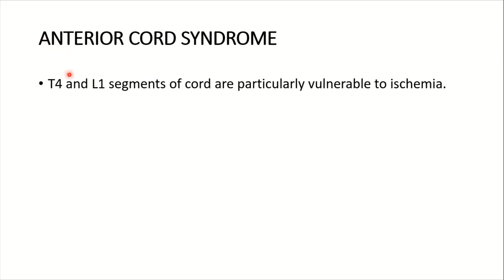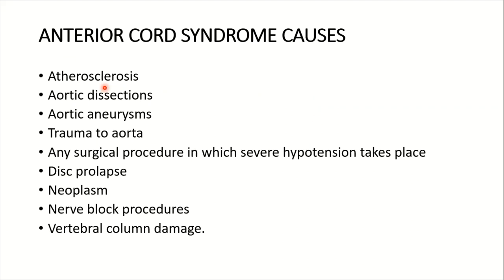Let's see: the T4 and L1 segments of the cord are particularly vulnerable to ischemia, because the blood supply there is very compromised. This is the thoracolumbar region, and here even the artery of Adamkiewicz is present, but still there is danger of ischemia. Let's see its causes.